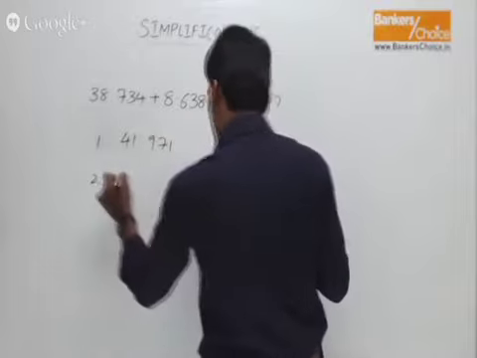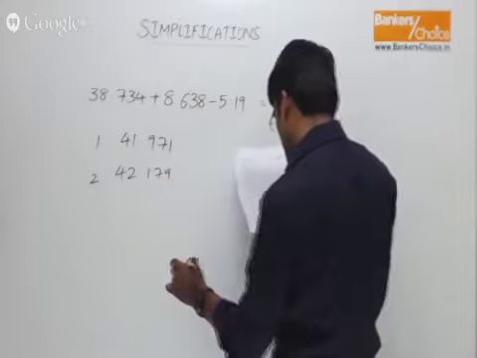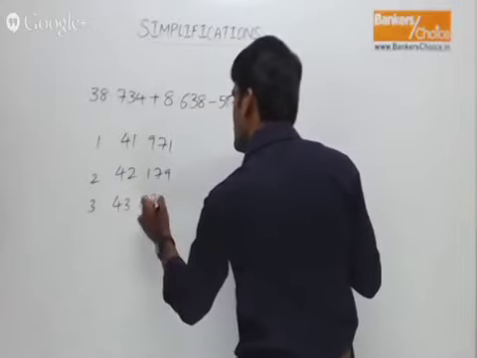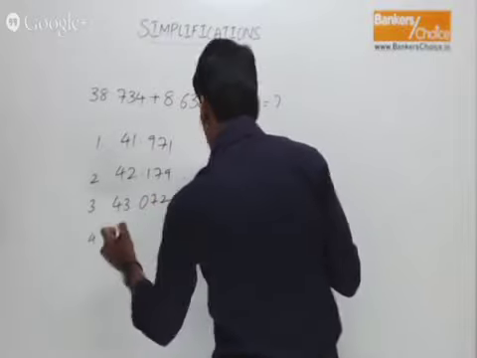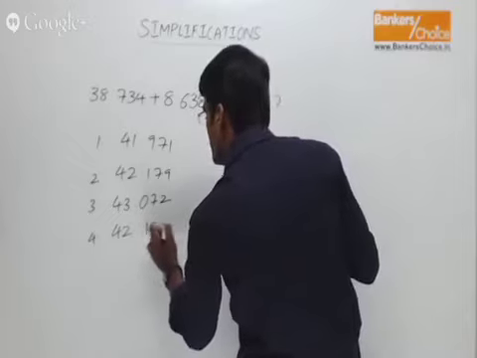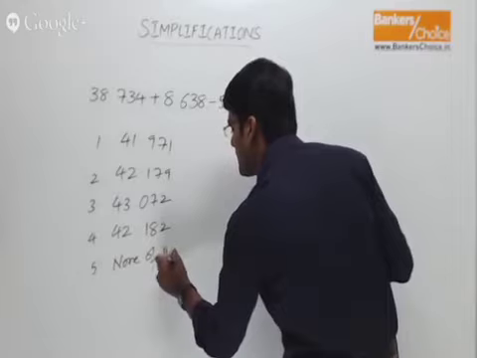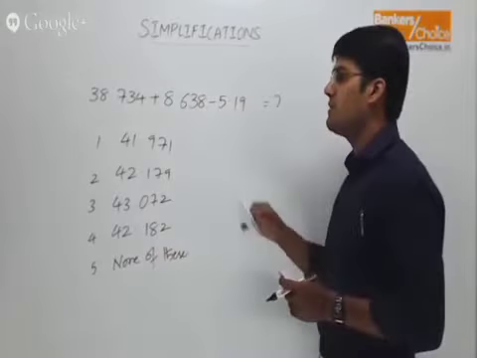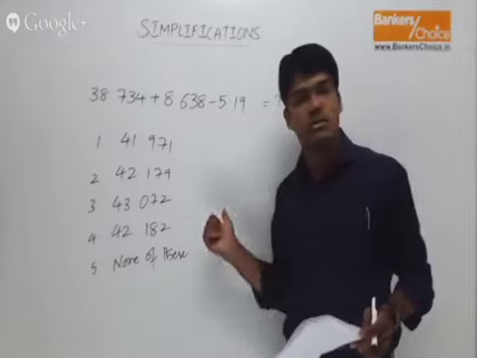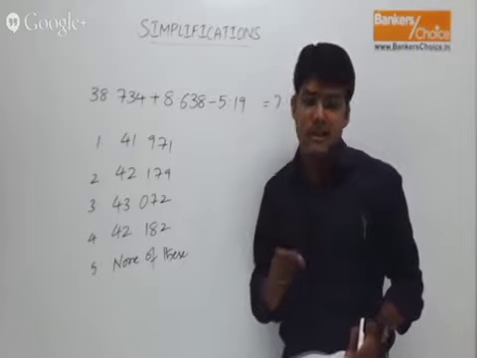41.971, second option is 42.179, the third option here is 43.072, fourth one is 42.182, and the fifth option is none of these, right? So a simple question on simplifications with the 5 options given to you. Now, before I give you the solution, I would like all of you to quickly solve this and get me the right answer. You have 30 seconds. Your time starts now.